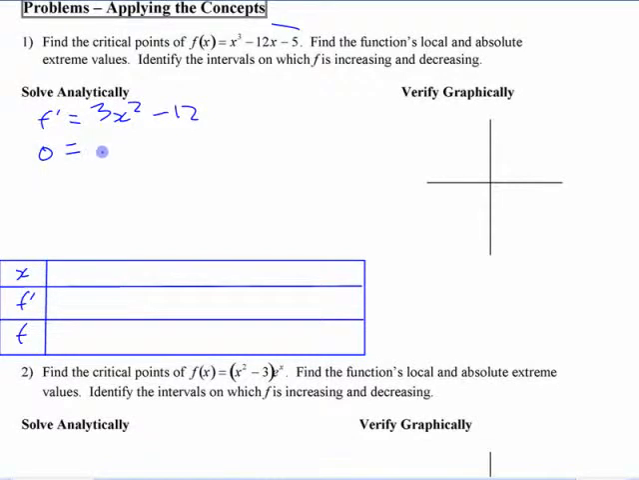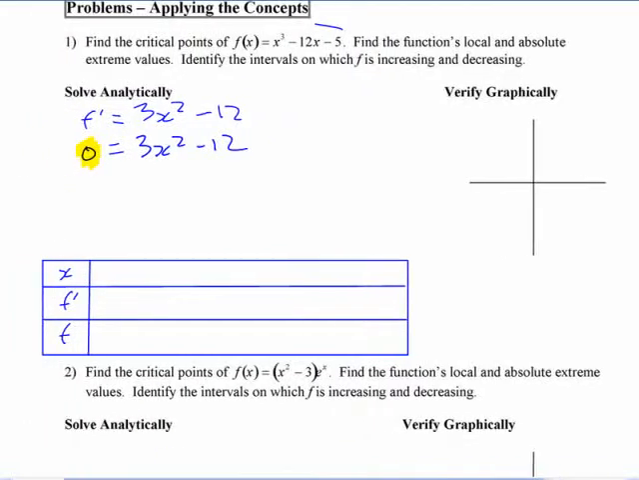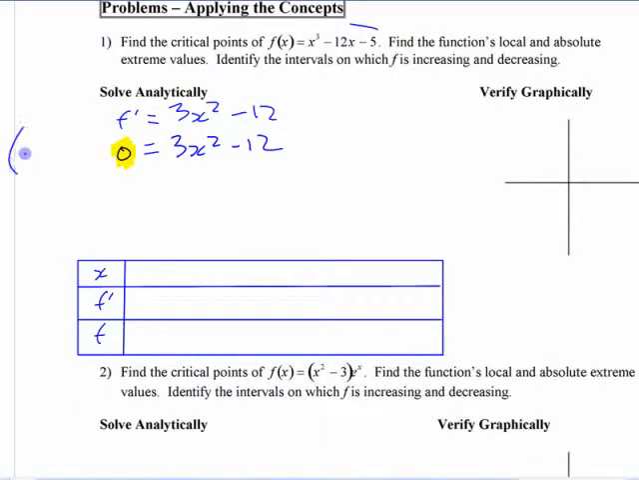If it helps, we'll do one here together. 3x squared minus 12 equals 0, right? To find critical points, you're looking where it's 0 or undefined. I'm going to write that over here just to remind us that it's where it's undefined.